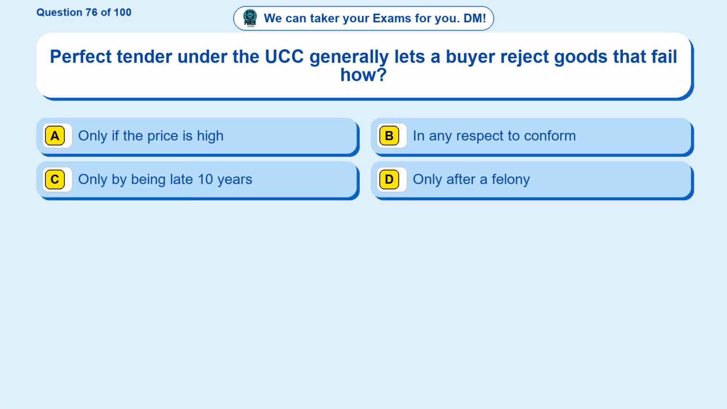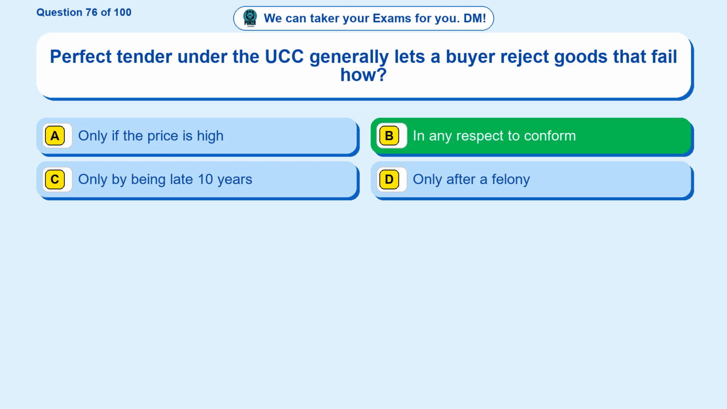Question 76. Perfect tender under the UCC generally lets a buyer reject goods that fail how? Option A, only if the price is high. Option B, in any respect to conform. Option C, only by being late 10 years. Option D, only after a felony. The correct answer is option B, in any respect to conform.